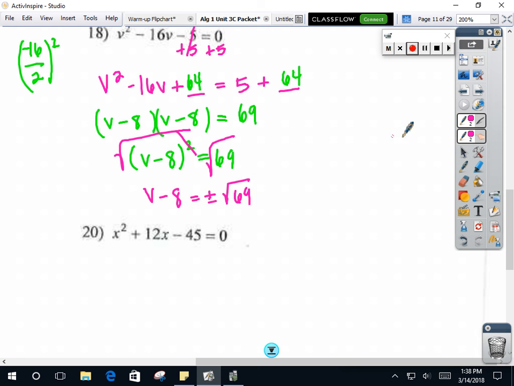And now the last step to get the b by itself is what? Add 8, add 8. And so you can write it like that, or you can reverse the order and write it like this. It's the same thing. And then you can type it in whichever way you want and get the two solutions for b.